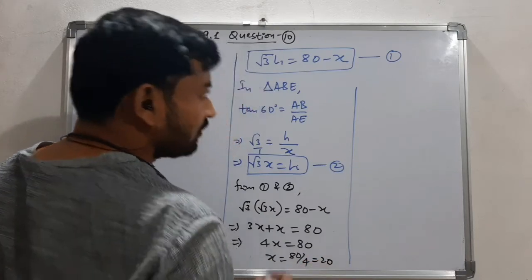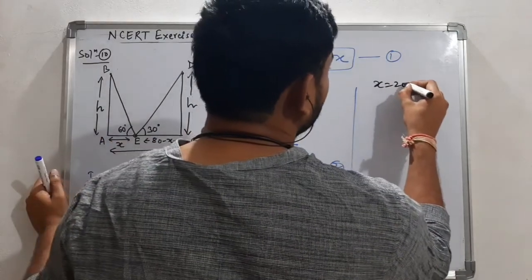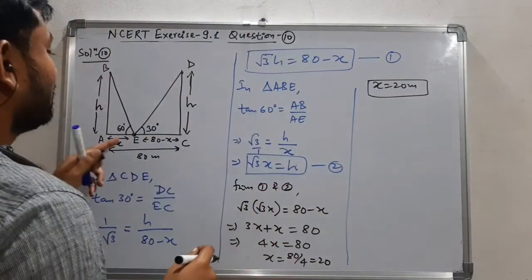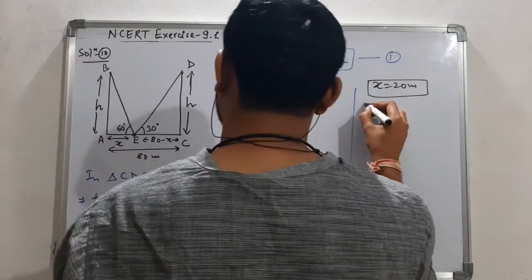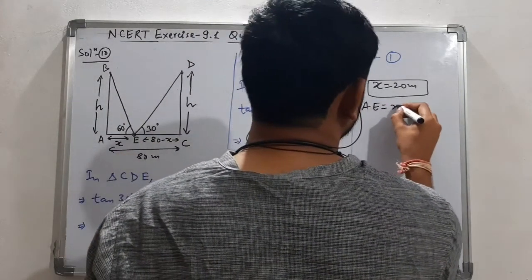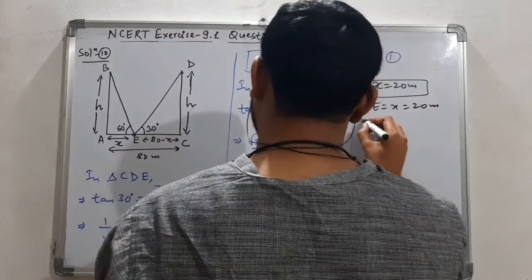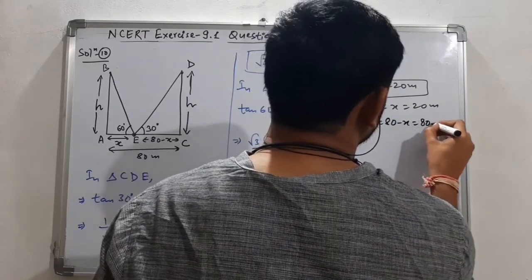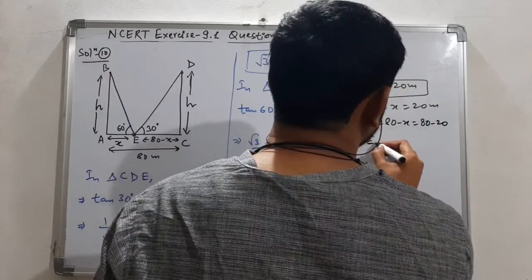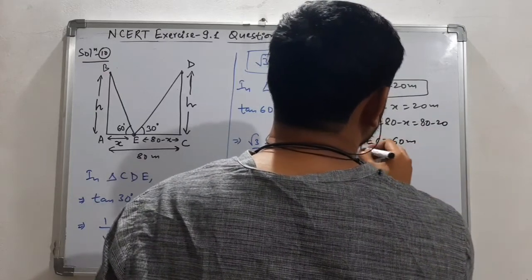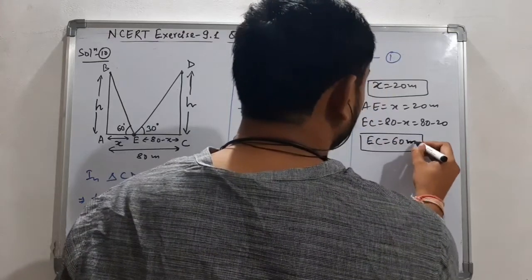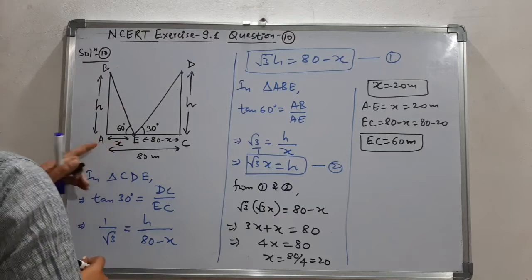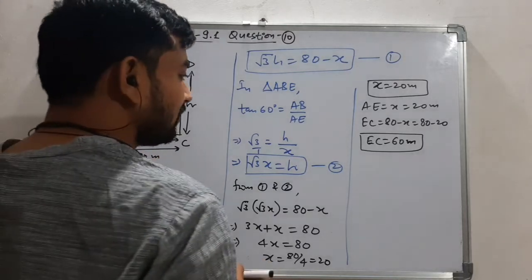So the value of x is coming out to be 20 meters. This means the distance of this point from the pole AB is 20 meters. So the distance AE is equal to x, 20 meters. Similarly, if we want to calculate EC, this is 80 minus x, that is 80 minus 20. So EC is coming here 60 meters. So from the first pole it is 20 meters away, and from the second pole it is 60 meters away.